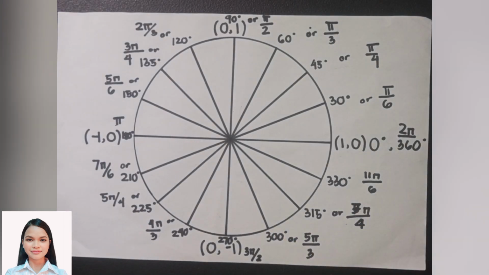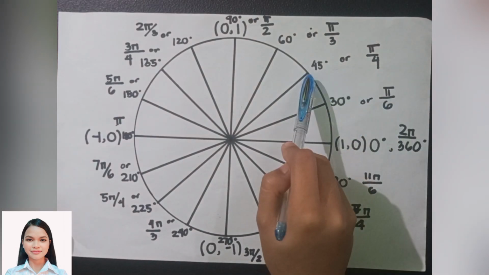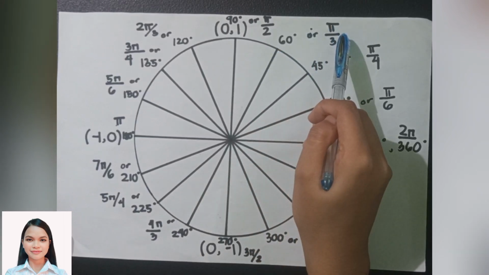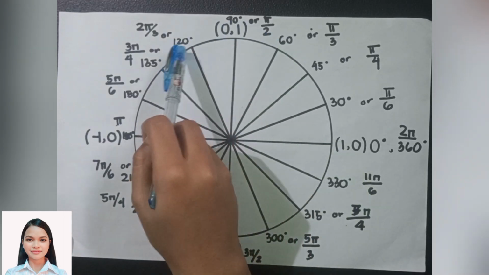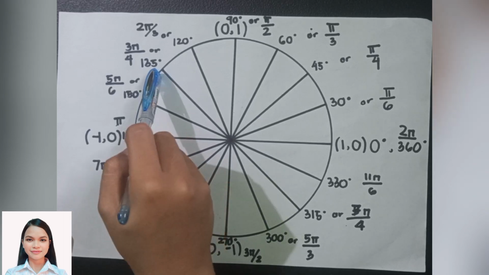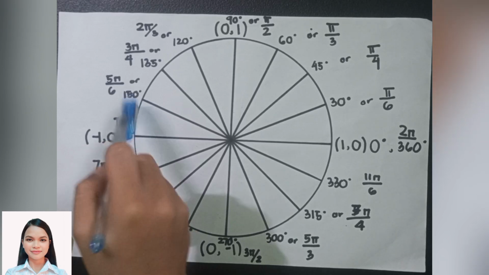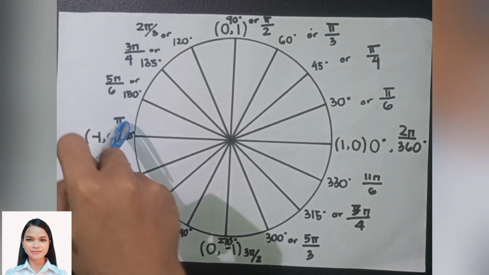So we can measure an angle using radians. The radians for 30 degrees is pi over 6, for 45 degrees, pi over 4, for 60 degrees, pi over 3, and for 90 degrees, pi over 2. For 120 degrees, 2 pi over 3. For 135 degrees, the radians is 3 pi over 4. For 150 degrees, 5 pi over 6. And for 180 degrees it is pi.